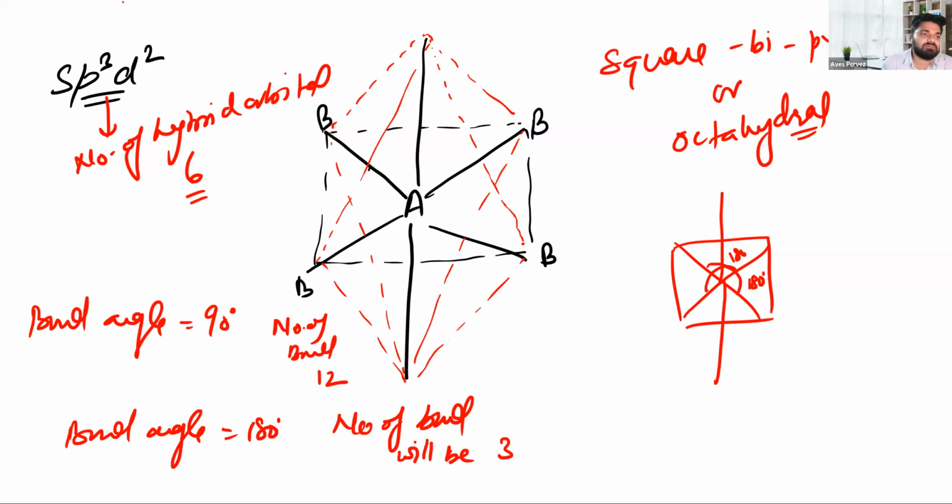sp3d3, octahedral shape. Because sp3d3 is very rarely asked, I'm not going to draw the structure here. I'm just going to write here only.